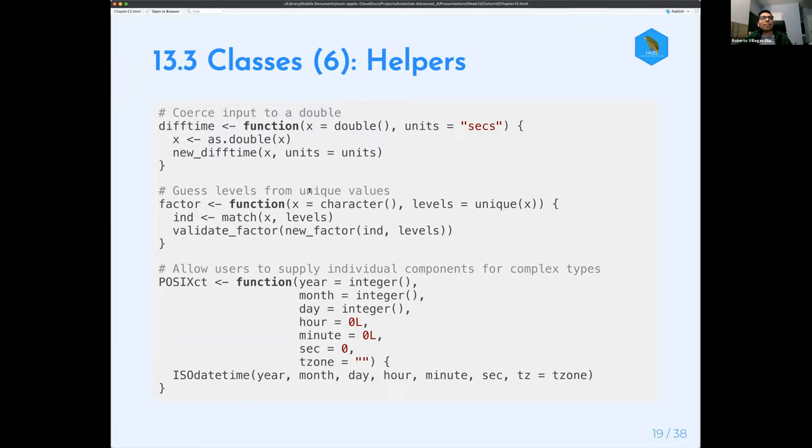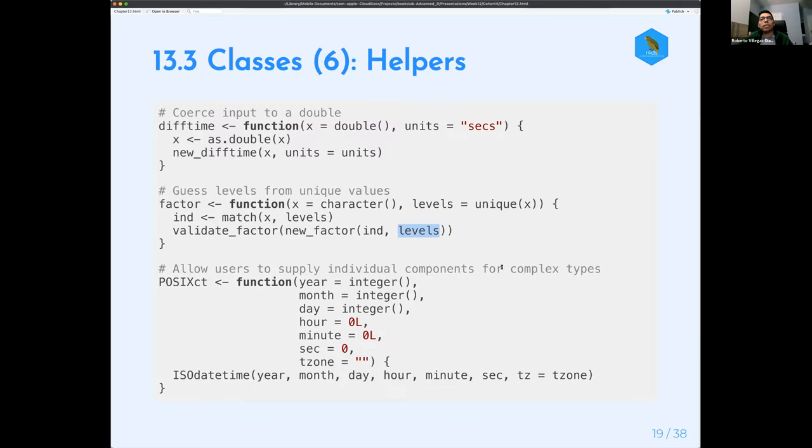Then you could guess the levels from unique level values. And I think this is the default behavior of factor. So you use factor and then a vector, and it will guess what the unique levels are. And so it will get these levels for you automatically.